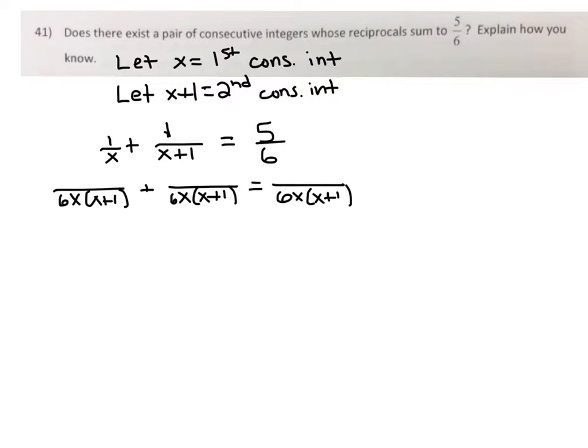Okay, and again, 6 times x times x plus 1. Okay, so if we look at this first fraction, we see we have the x, but we're missing the 6 and the x plus 1. So let's multiply this by 6 times x plus 1 on the top and the bottom. Okay, so, 1 times 6 is 6, so let's just distribute this 6 to both terms, leaving me with 6x plus 6. Okay, the second fraction has the x plus 1, but it's missing the 6 and the x. So let's multiply top and bottom by 6x. All right, so that leaves me with a 6x up here. And the last fraction has the 6, but it's missing the x and the x plus 1. So we'll multiply this by x times x plus 1.